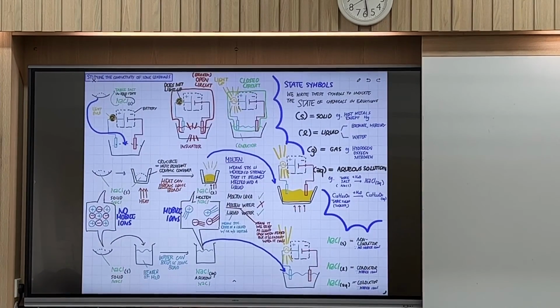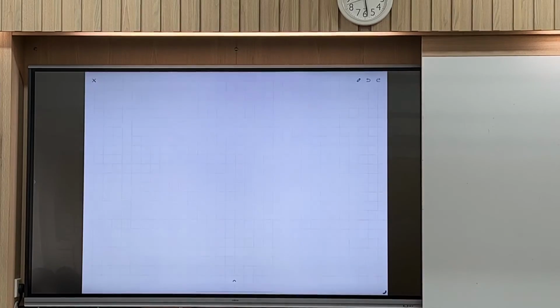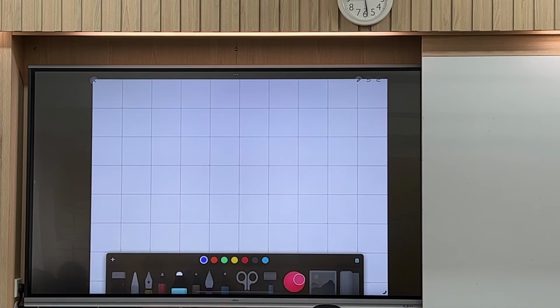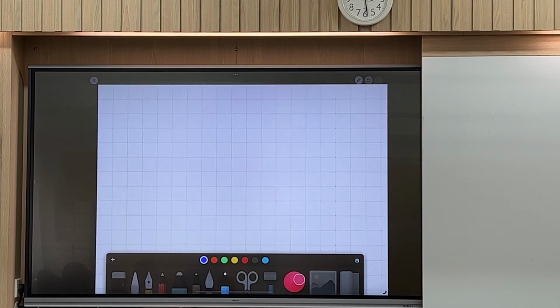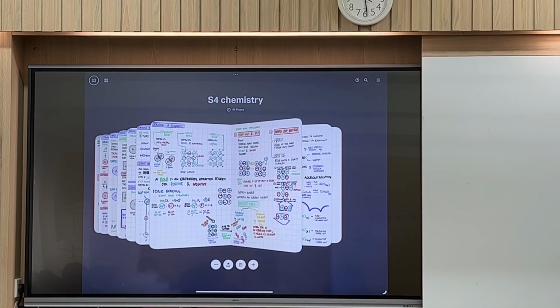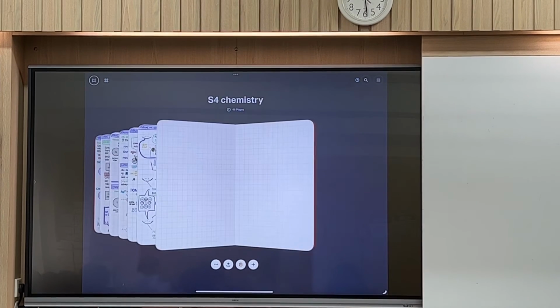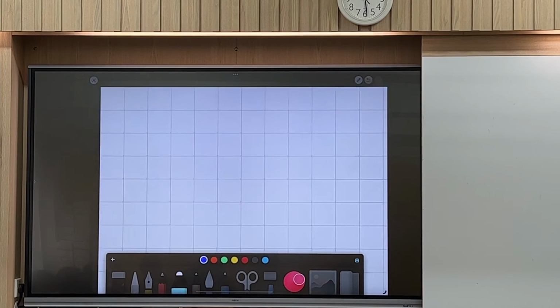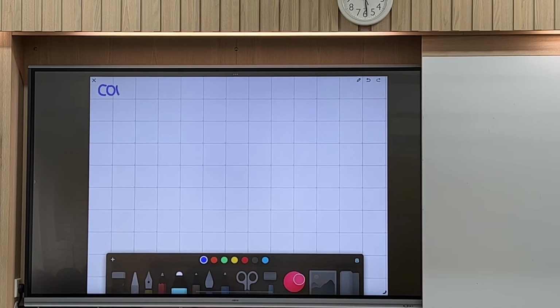There are two types of covalent bonded substances that I want you all to know. They are simple covalent molecules or simple molecular substances and giant covalent substances. So write down covalent bonding in here. So covalent bonding.